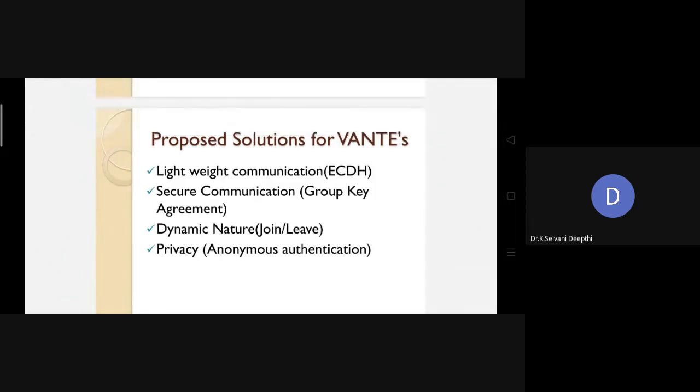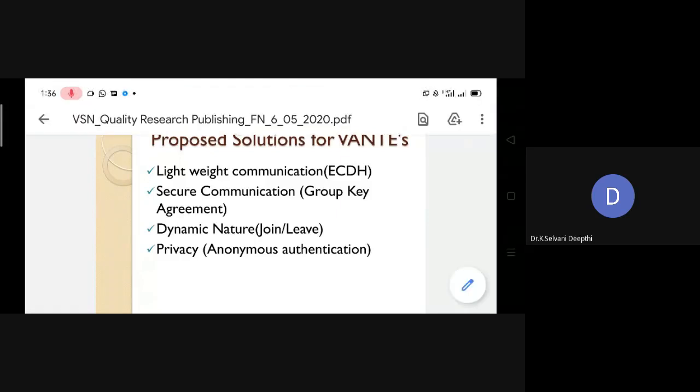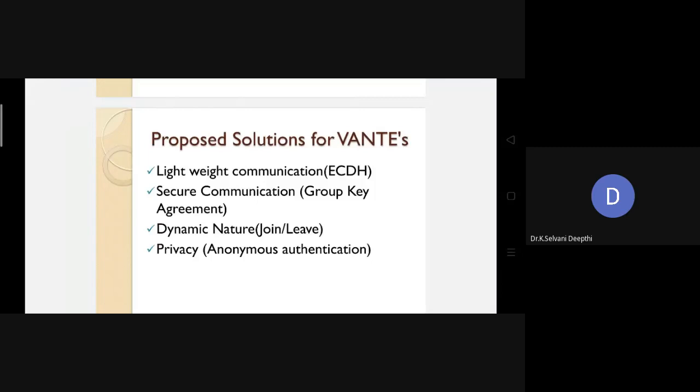So we have to give lightweight communication. For that, you will have elliptic curves. So that is the solution. There is another problem also. If you take an onboard unit in a vehicle, it is a chip. It will have very little computational capability. But if you use elliptic curves there, you can give security with smaller key sizes and less computation. So we have to think about how to solve the problems.